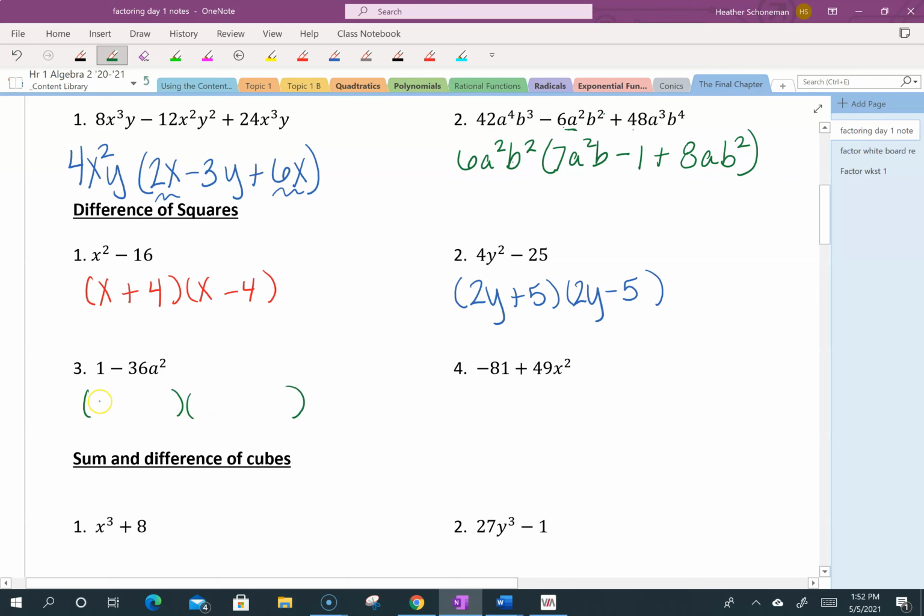Go straight to our 2 parentheses. The square root of 1 is 1. The square root of 36a squared is 6a. One's a plus, one's a minus. All right, number 4.